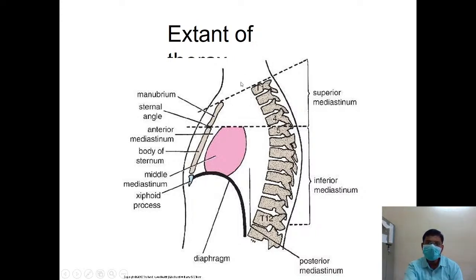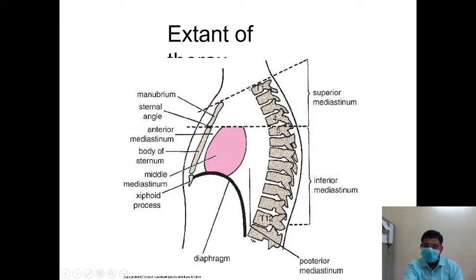This is the inlet of the thorax, and from here another imaginary line passes exactly between the manubrium and body, which is called the sternal angle. So another imaginary line passes through the sternal angle and the lower border of T4, that is the 4th thoracic vertebra.